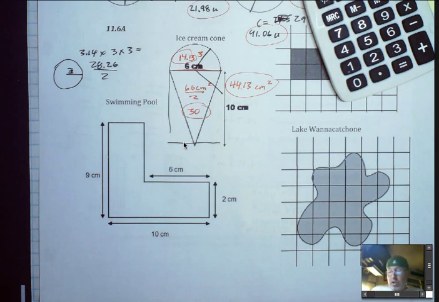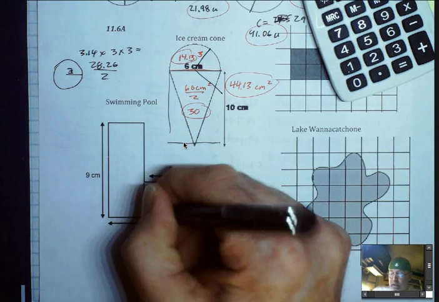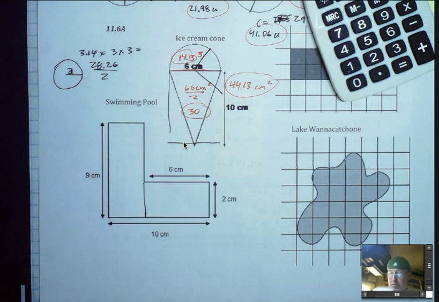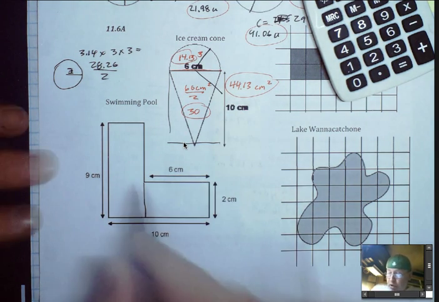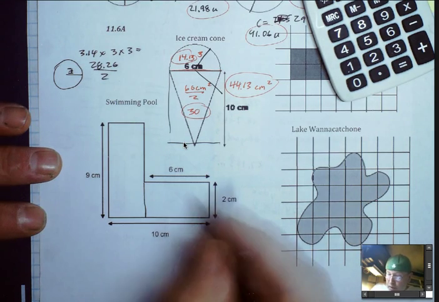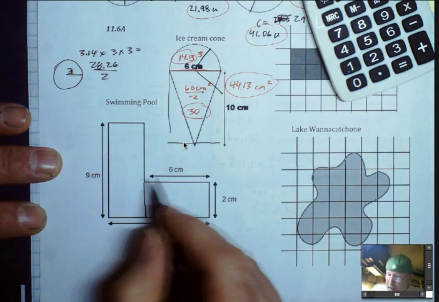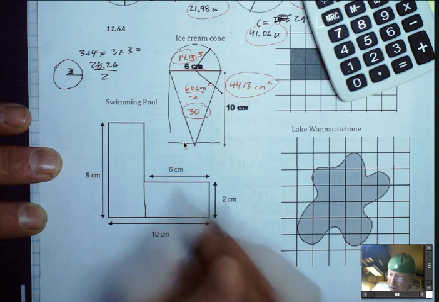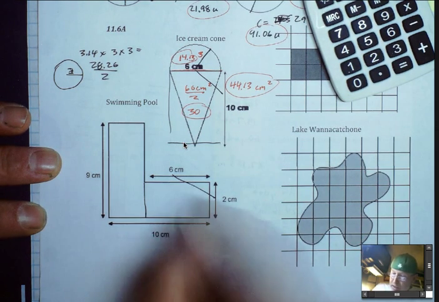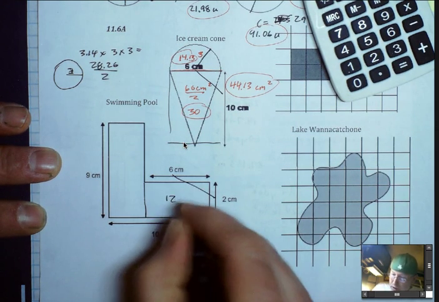Same thing there. Just like when I look at this guy right here, what I see is 2 rectangles. It's supposed to be a swimming pool. It must be a swimming pool for ants because these are in centimeters, so it's very small. But I see 2 rectangles here. This rectangle right here is 6 centimeters by 2 centimeters. So this is very simple. 6 times 2, this is going to be 12 centimeters squared.